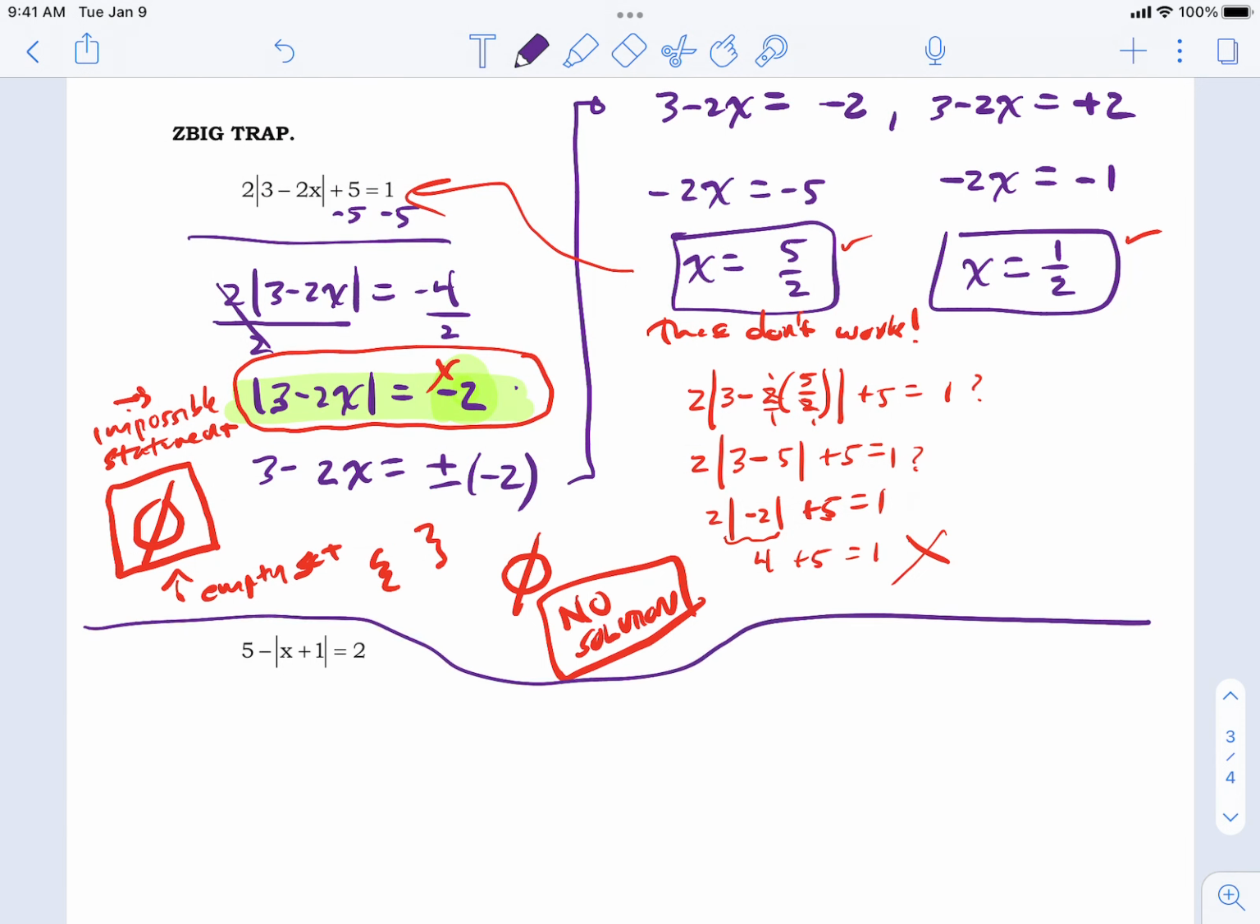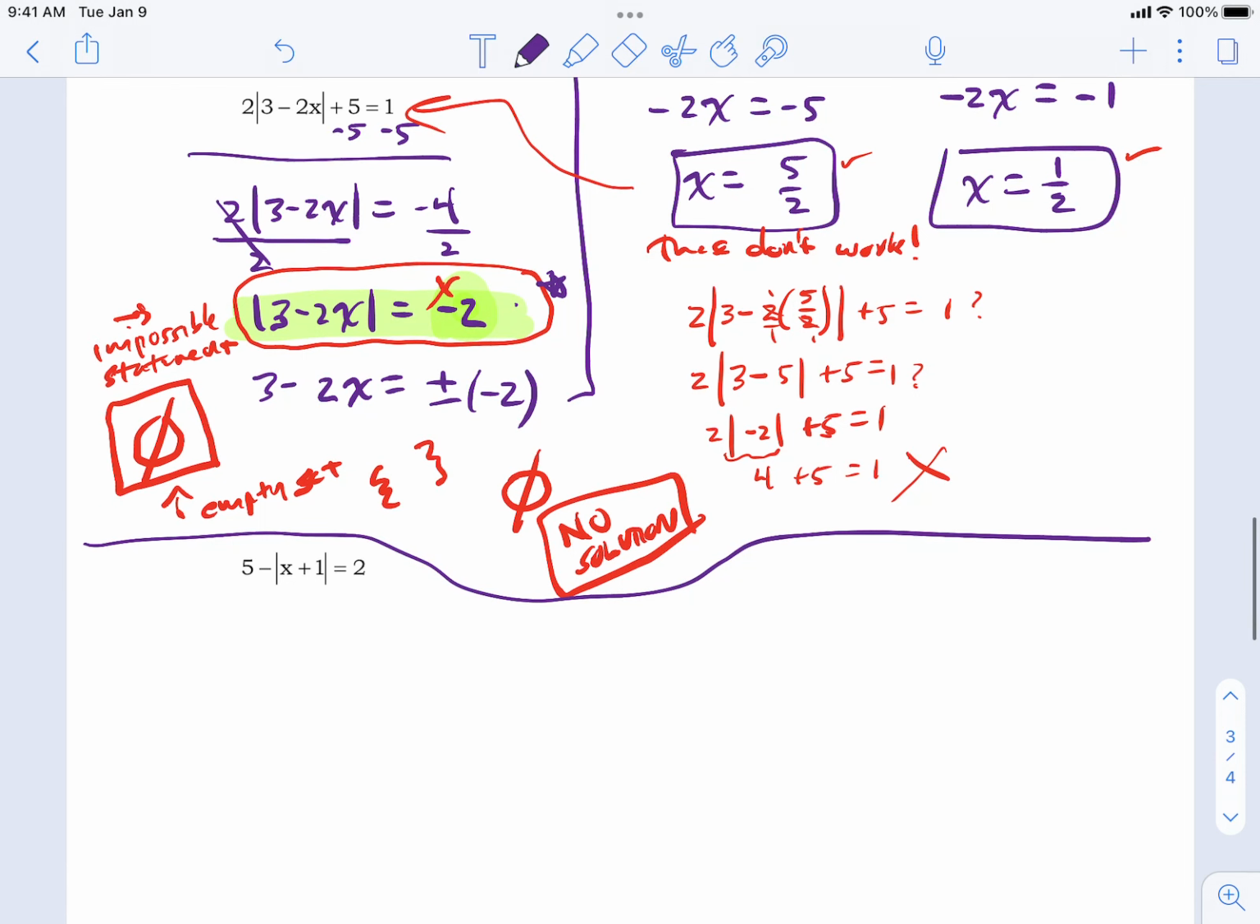Okay, so that's a big trap. Make sure you don't fall for that. Make sure you're alert to that. Keep your eye out for that. If you ever run into this situation right here, the absolute value comes out negative, you can stop working and say, no, there's no solution here. This is a PS.